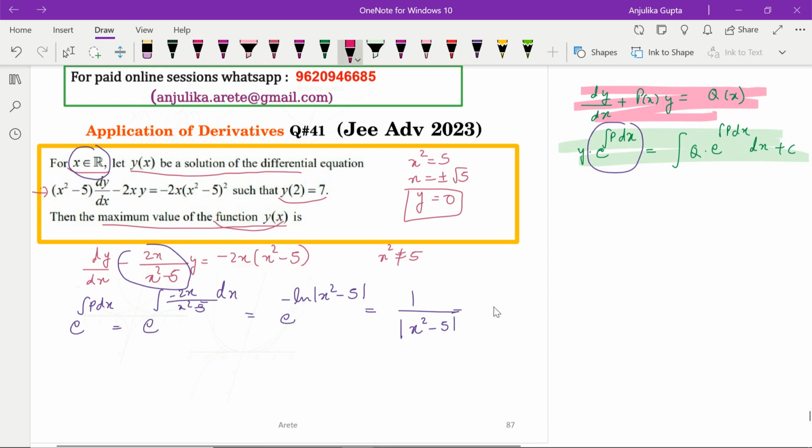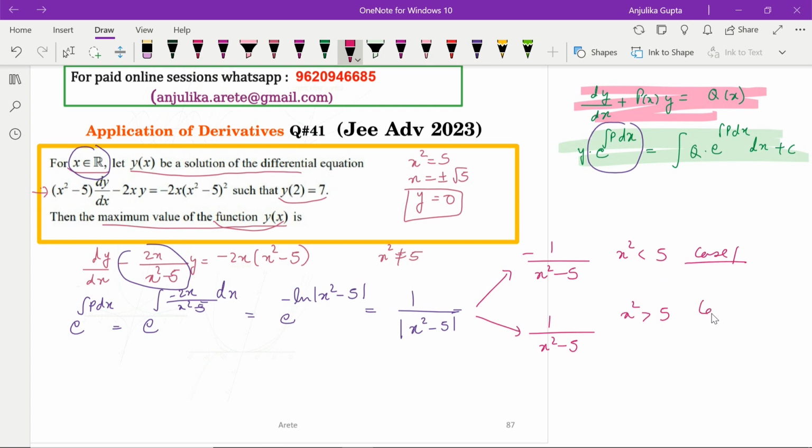Normally we don't want the modulus to write the solution, so we take cases. Case 1: if x square is lesser than 5, then this whole thing will be negative and you end up getting negative 1 over x square minus 5. And if x square is greater than 5, then you end up getting 1 over x square minus 5. Let's call this case 1 and this case 2. So let's write the solution with both the cases.